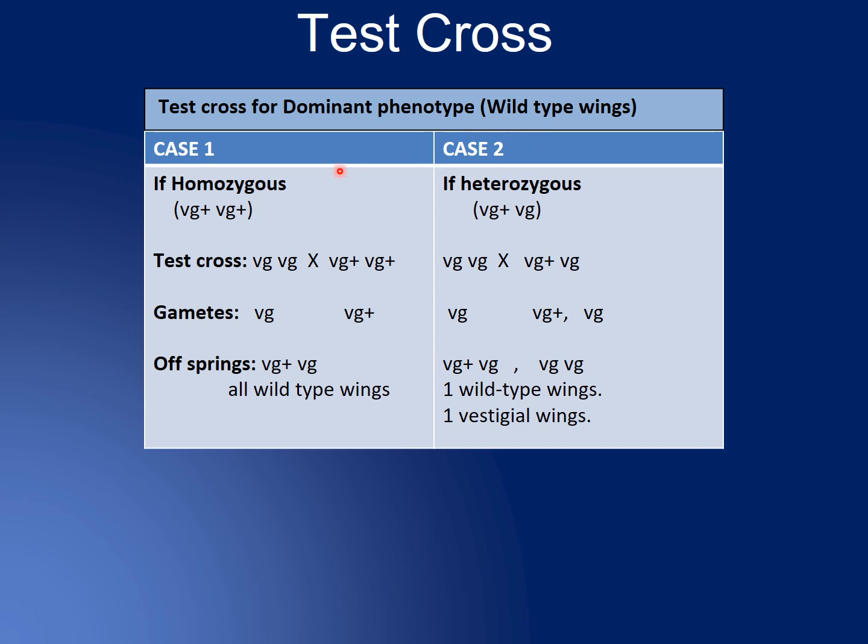This is a test cross for the dominant phenotype, wild type wings. In case number 1, if a test cross with a fly homozygous for a dominant trait was made, it always yields phenotypically dominant offspring. While in the second case, a test cross with a fly heterozygous for a dominant trait always yields a 1:1 ratio of phenotypically dominant, that is wild type wings, to phenotypically recessive offspring, that is vestigial wings.